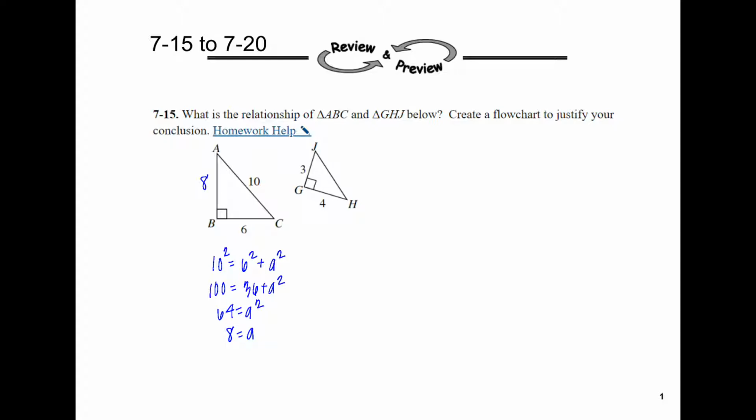On triangle JGH, if we do a squared plus our other leg squared, it equals our hypotenuse squared. 3 squared is 9 plus 16 is equal to c squared. 25, take the square root of both sides, and our missing side is equal to 5.